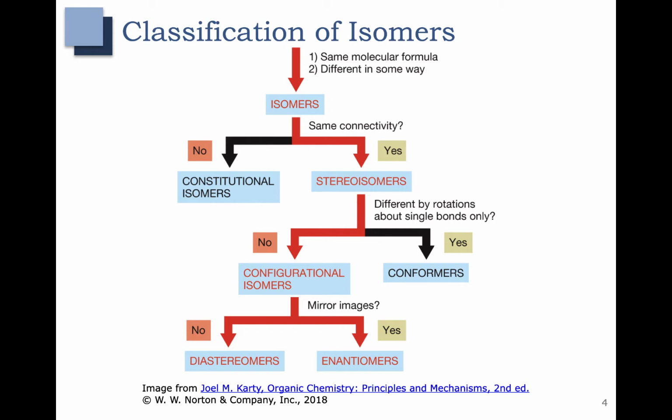Remember that constitutional isomers had different connectivity. Stereoisomers, however, have the same connectivity. So that means that they have the groups attached to the same carbons. However, they're still going to differ in some way. You can see that enantiomers very specifically are a mirror image, whereas diastereomers are not mirror images. Let's look at an example of some enantiomers.